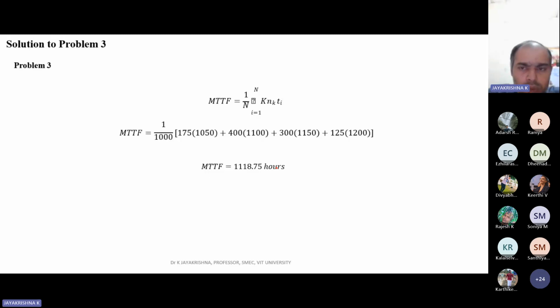Just direct substitution only. The problem looks bigger in reliability, but the solutions are very, very simple. Just direct substitution into the formulas.